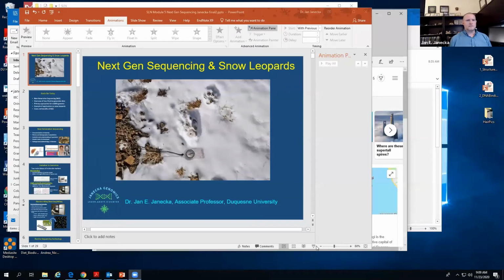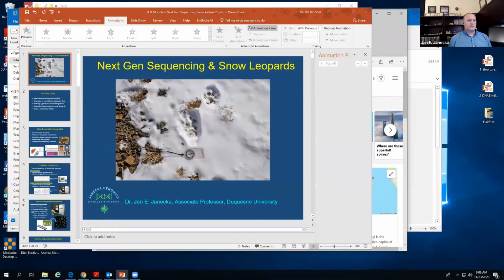It's really nice to see everybody again, and I'm really looking forward to discussing how NGS can be used for snow leopards and other potential ways that we can think about incorporating it into studying this remarkable species and, in general, understanding wildlife populations and adaptation.